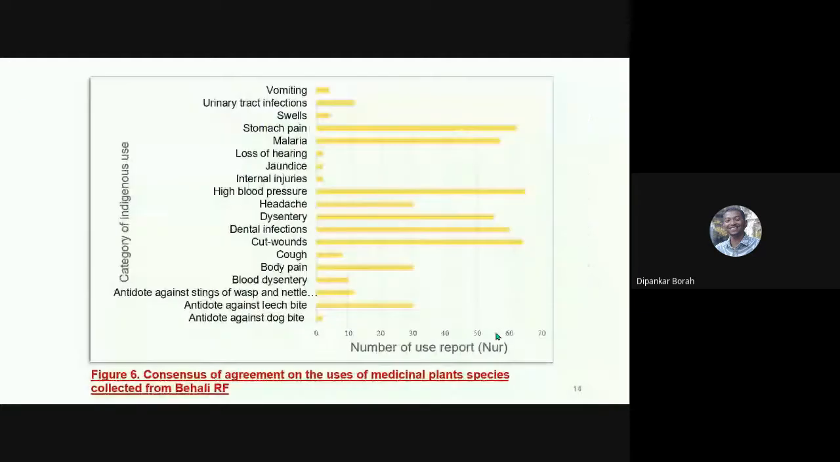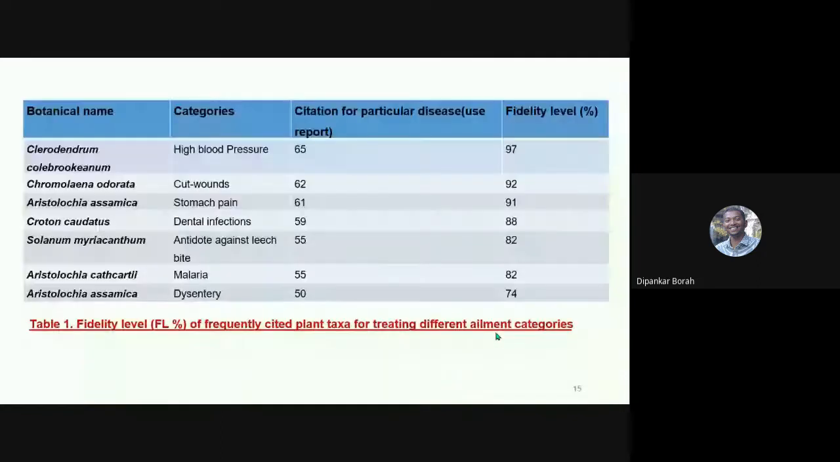Figure 6 shows similar inferences, and you can see stomach pain, malaria, high blood pressure, dysentery, dental infection, cartoons, have the highest number of use reports. Table 1 shows the fidelity level, that is the percentage of frequently cited plant taxa for treating different ailment categories. And Cladodendron culibrucinum shows the highest fidelity level, that is 97% for treating high blood pressure. Similarly, Chromolaena odorata for cartoons, Aristolochia saccata for stomach pain, Costus cordatus for dental infections, Solanum myriacanthum for antidote against leech bite, Aristolochia cathcartii against malaria, and Aristolochia saccata for dysentery.